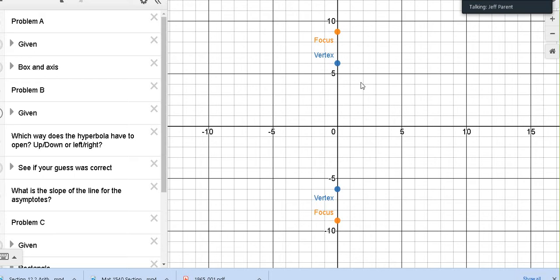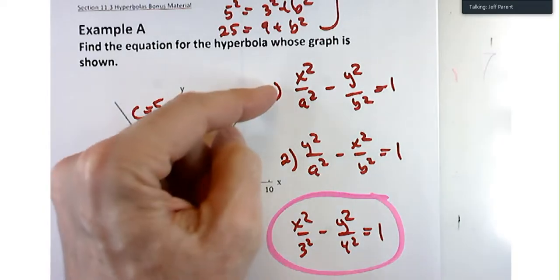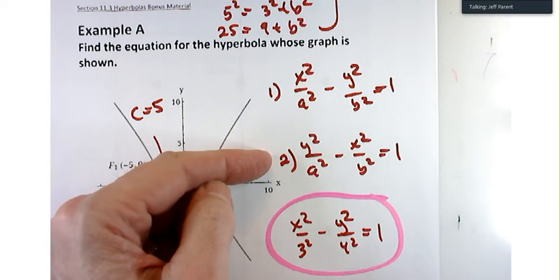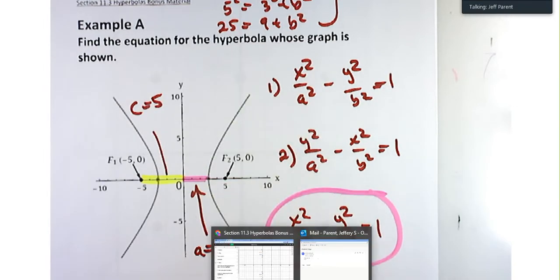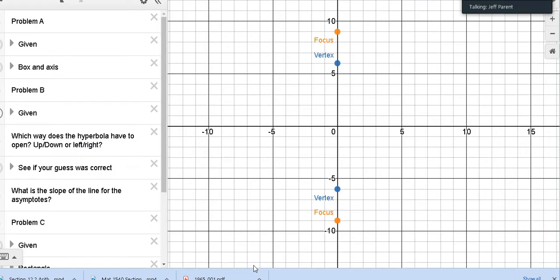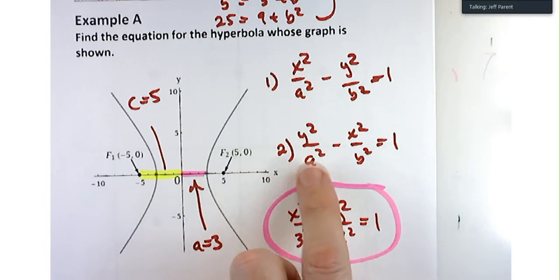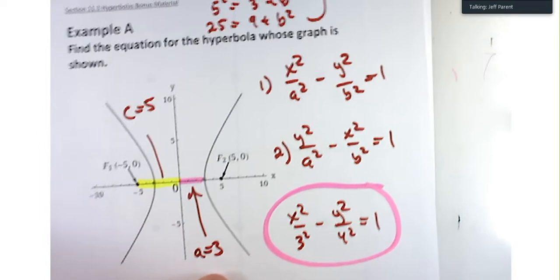But first things first, given that information, which way should I write my equation? Should it be in the form of 1 or 2? Which way looks more promising for this graph? Let's take a look back here. 1 or 2? Well, does it have to open around the x-axis or the y-axis? Opens around the y-axis, which is going to make the y squared term the positive one, so it has to be of this form. So thank you, Kennedy.